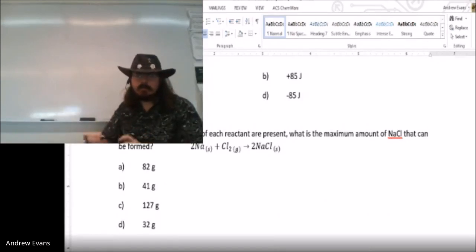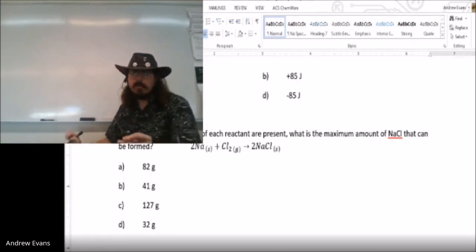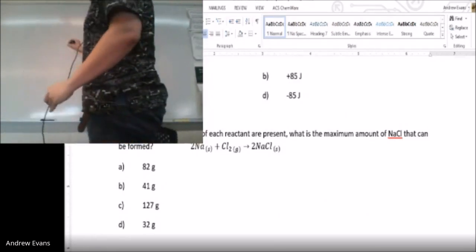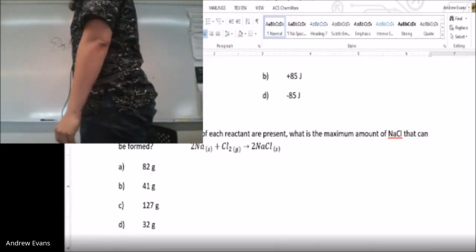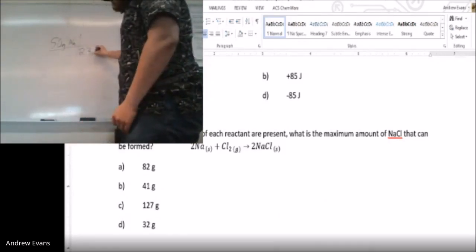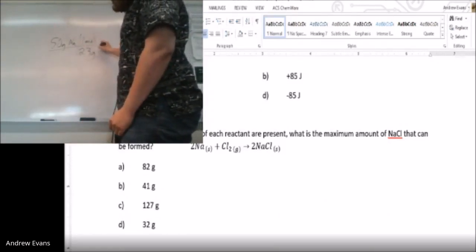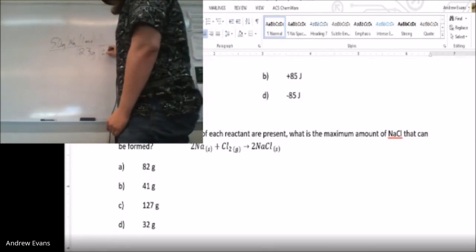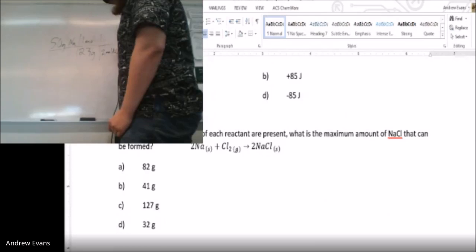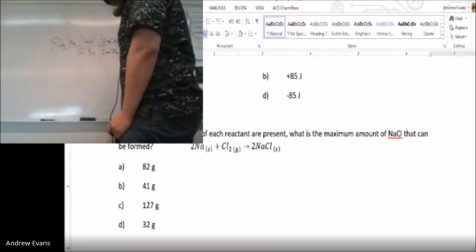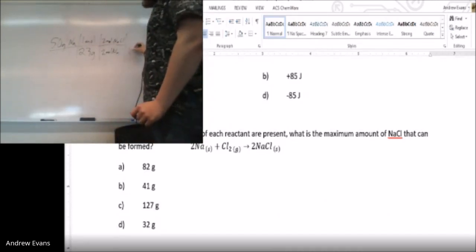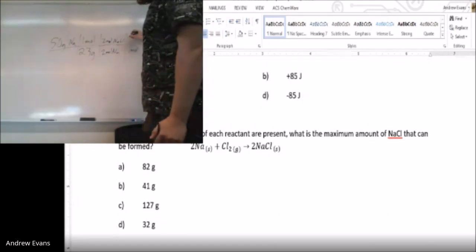So I'm going to turn 50 grams of sodium to sodium chloride and 50 grams of chlorine to sodium chloride, and we'll see. 50 grams of sodium. Sodium is 23 grams in 1 mole. For every 2 moles of sodium, there's 2 moles of sodium chloride. And the molar mass is 23 plus 35.45, so 58.45.